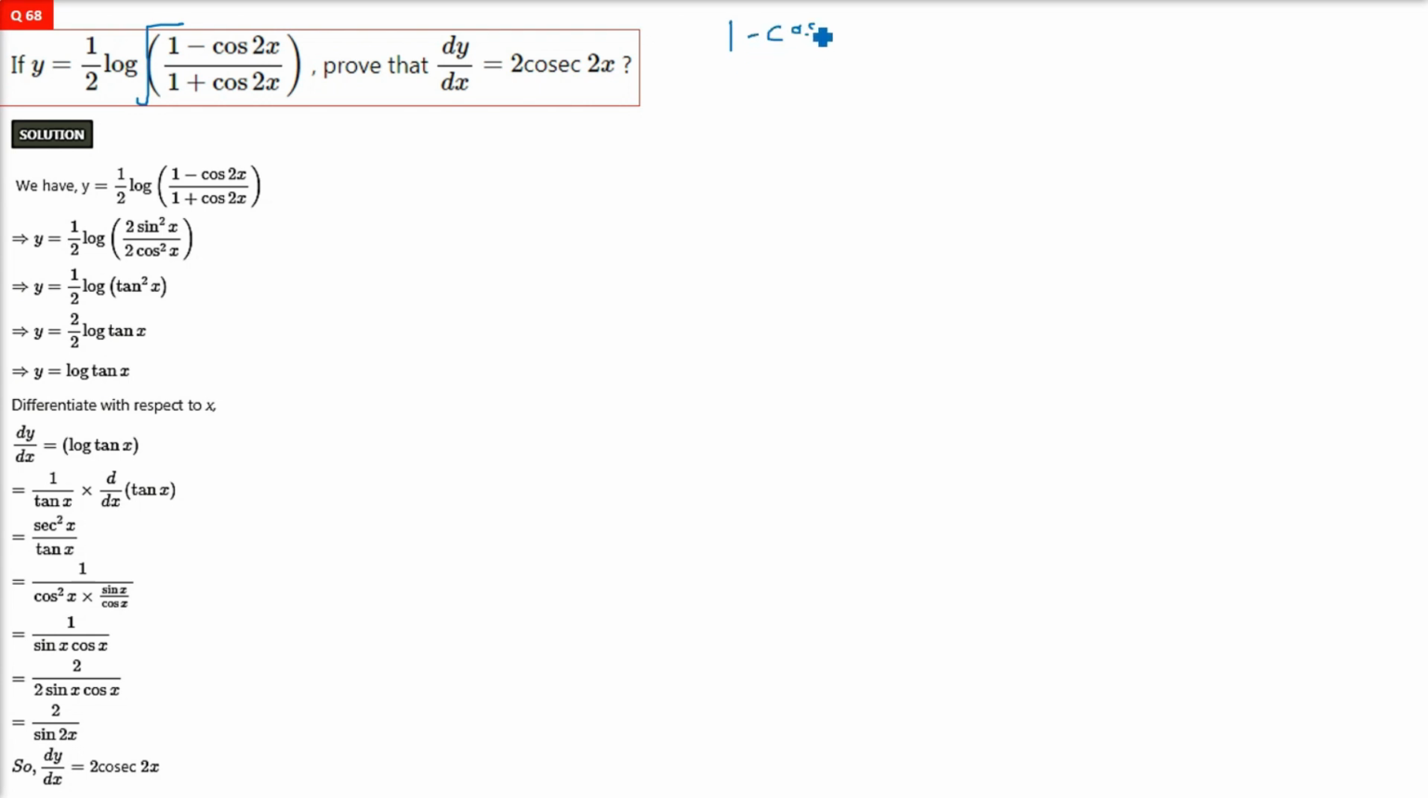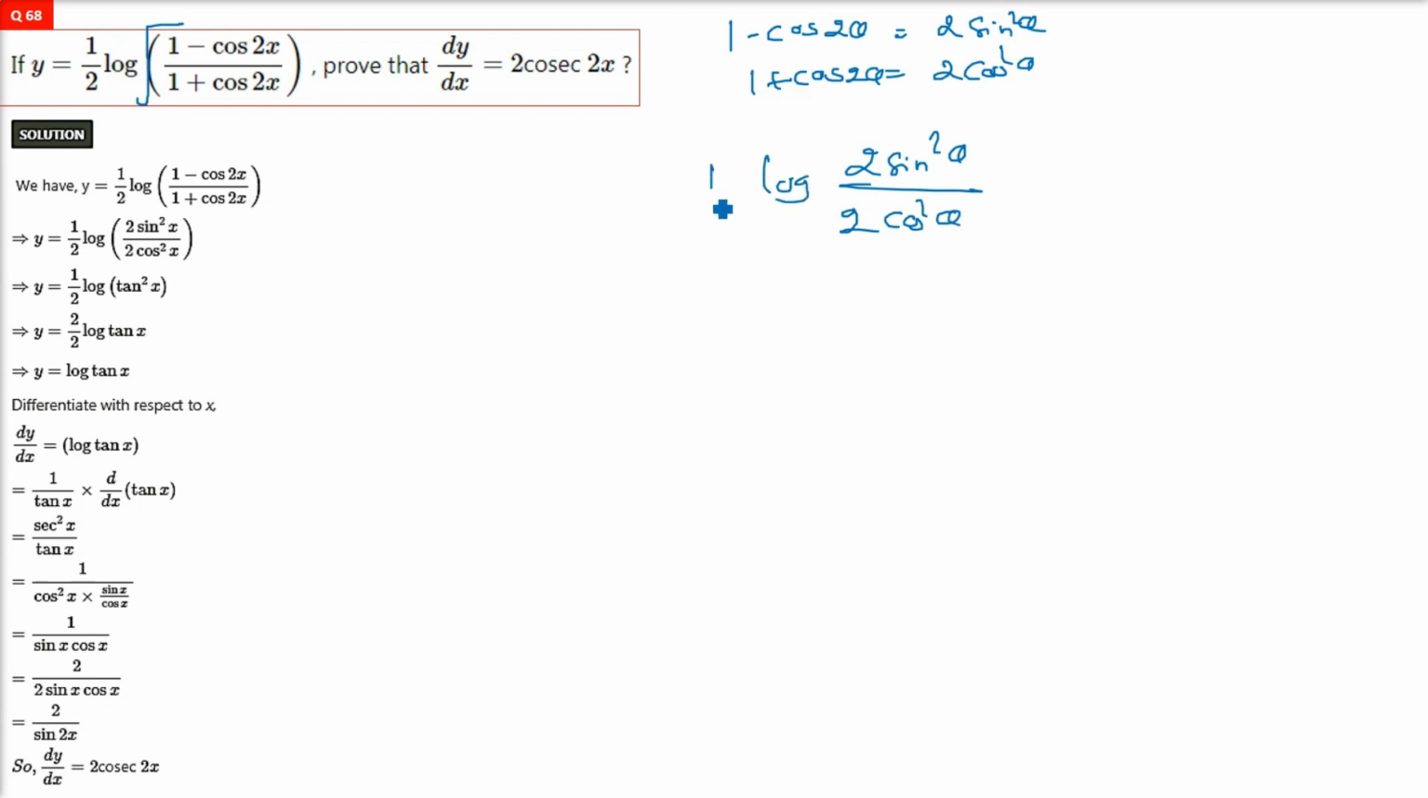Now 1 minus cos 2 theta, with the trigonometric knowledge we know that this is 2 sin square theta, and 1 plus cos 2 theta is 2 cos square theta. So in place of 1 minus cos 2x, just write 2 sin square theta, and in place of 1 plus cos 2 theta you can write 2 cos square theta. Log is already there, half is already there. I am not differentiating it, I am trying to simplify it. So you have log of sin square theta by cos square theta, that is tan square theta.